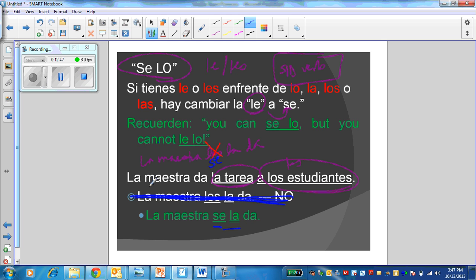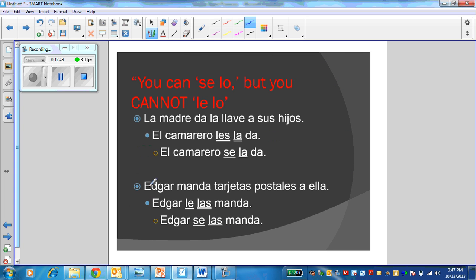So here are some other examples. Okay, la madre da la llave a sus hijos. So you're going to want to replace les, van a reemplazar les con a sus hijos. So ustedes van a decir, this should say, la madre les la da. You can say "se lo", but you can't say "le lo".